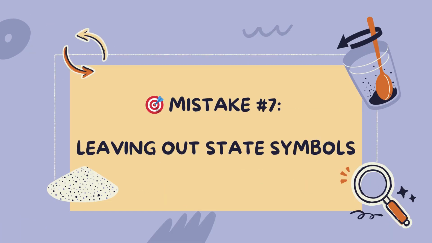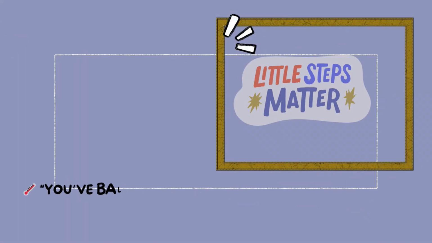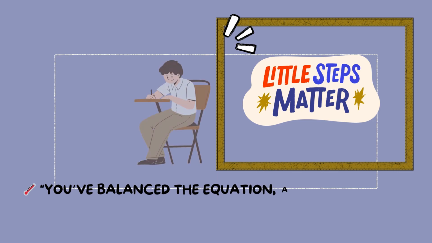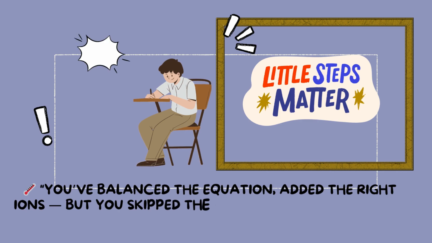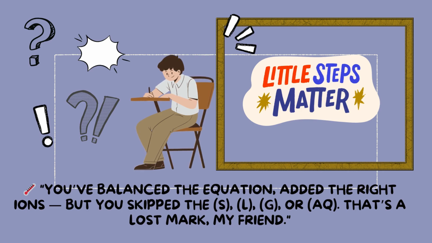Mistake number 7. Leaving out state symbols. You have balanced the equation, added the right ions, but you skipped the S for solid, L for liquid, G for gas, and AQ for aqueous. That's a lost mark, my friend. Yes, you will lose marks for not writing the state symbols.